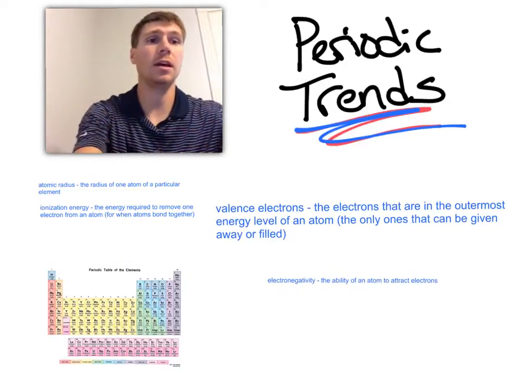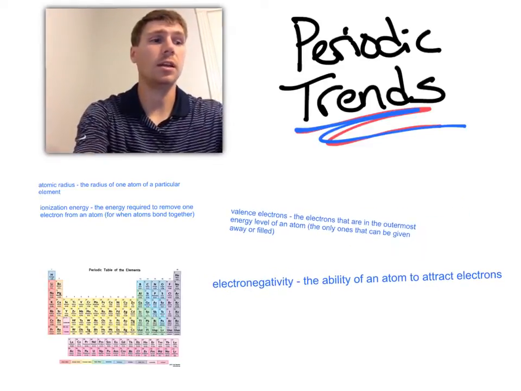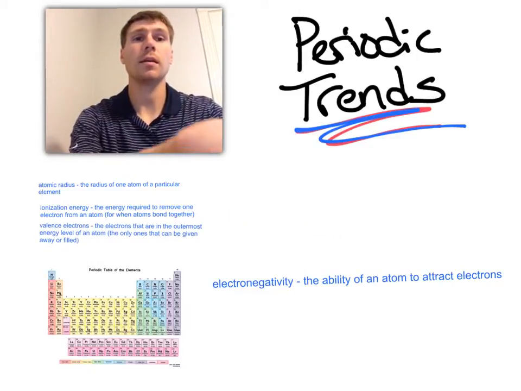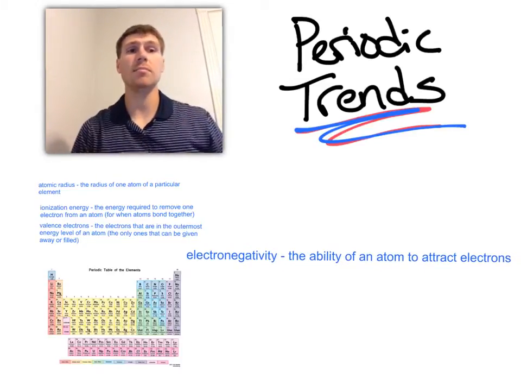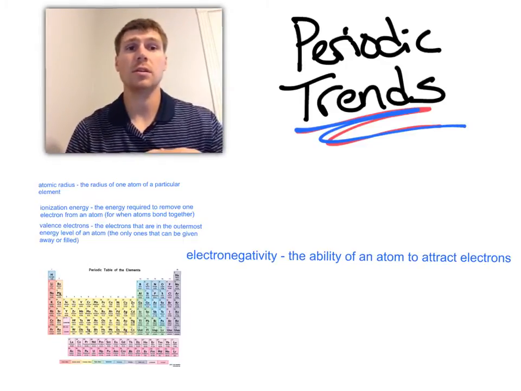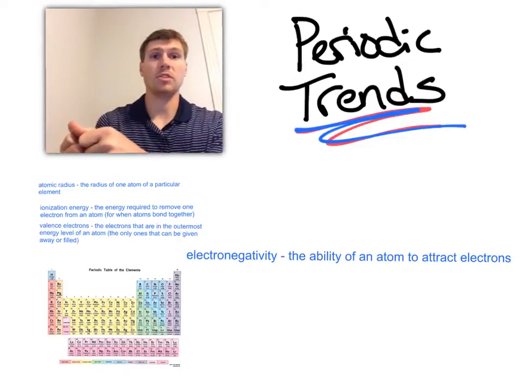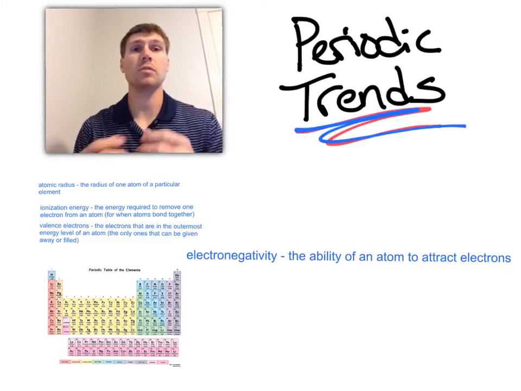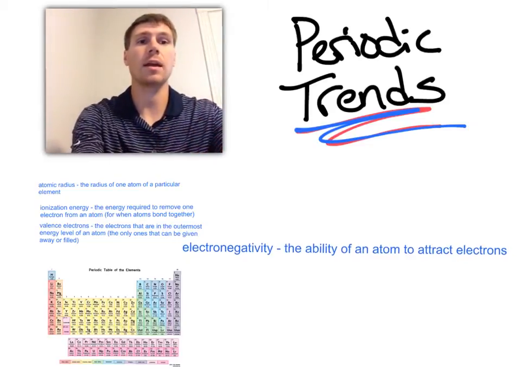All right, and then the last one, and this one goes along with ionization energy, and you'll find that they are very, very similar. Okay, it is electronegativity. Now, what electronegativity is, it's the ability of an atom to take an electron. So ionization energy was how much energy does it require to take an electron away. This one is the ability of an atom to attract electrons. And you'll understand when we go with these that they definitely go hand in hand.